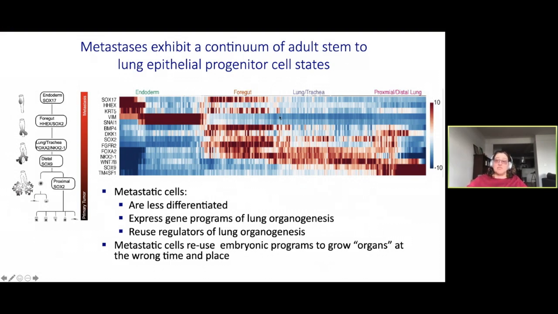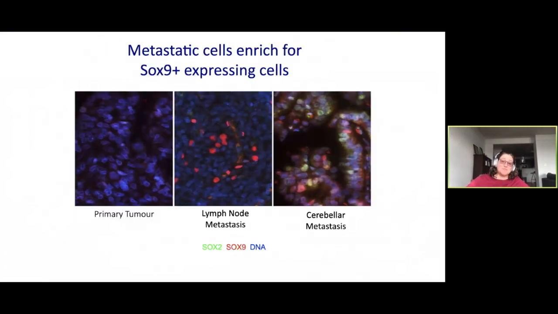And not only were they expressing programs that really match the programs that we see during embryogenesis and during lung organ formation, but we see them in the same order with the same transcription factors that drive this process in the embryo. We really see that the metastatic cells are mimicking that process, using the same tools to attempt to grow organs at the wrong time and place.